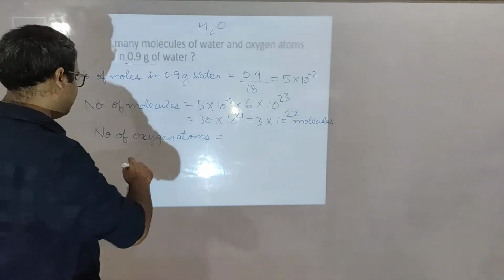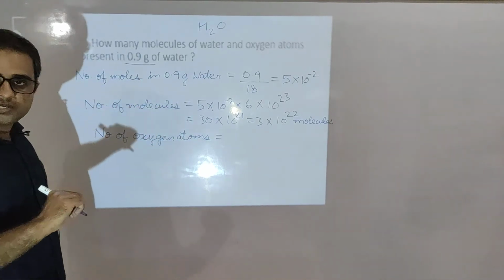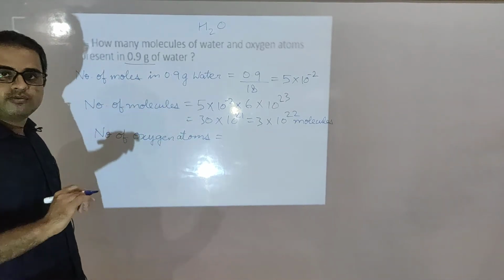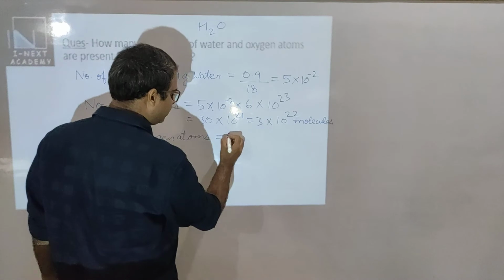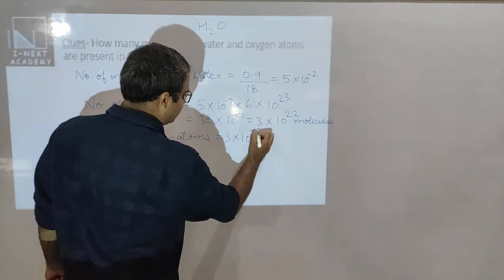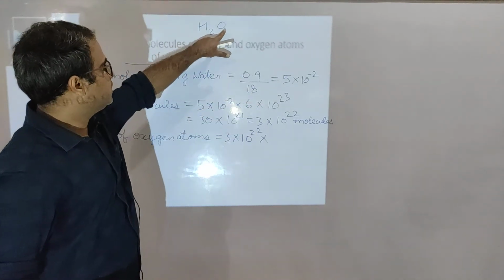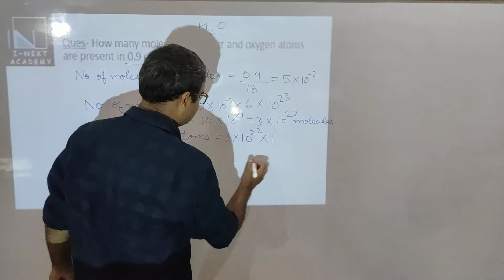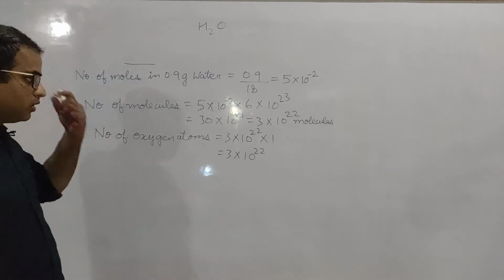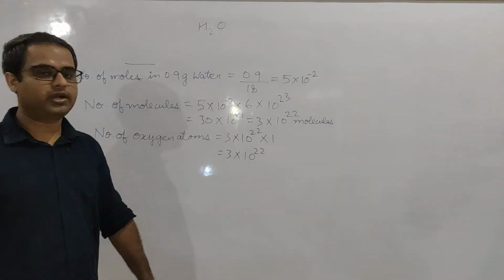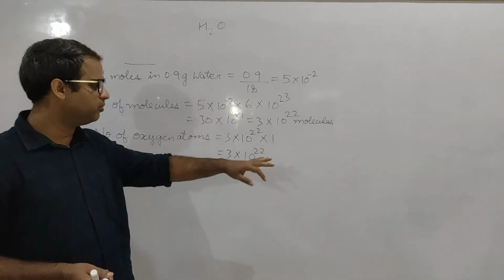Okay. So when we have to calculate the number of atoms, how do we calculate? We multiply the number of molecules with the atomicity of the element for which we have to calculate the number of atoms. Here we have to calculate the number of atoms for oxygen. The number of molecules is 3 into 10 to power 22, and we multiply here with the atomicity of oxygen in water, which is 1. So this will be 3 into 10 to power 22. So your correct option will be 3 into 10 to power 22. Or in the option it will be given as 3.01 into 10 to power 22.